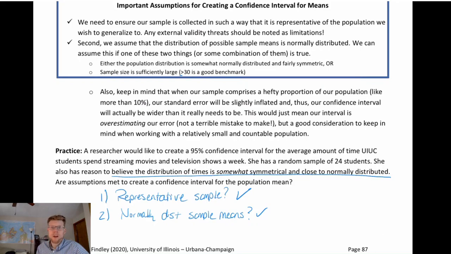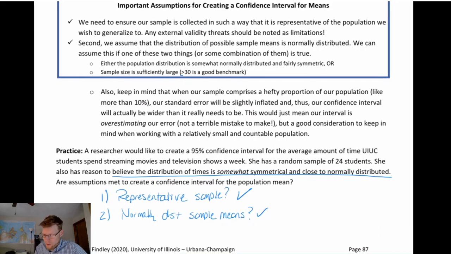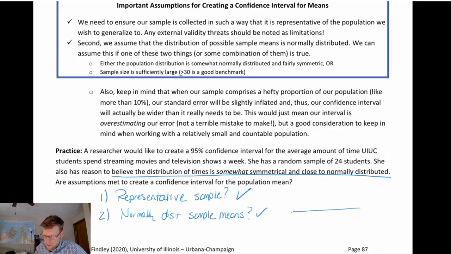If we believe that the variable itself is already pretty close to normal, then even if our sample size isn't that big, even if it's not past 30, we can still probably assume that the sampling distribution is normal because the population itself is already pretty normal. So if our population looks kind of like this, maybe it's not perfectly normal, but pretty close, then our distribution of possible sample means is probably going to look like this.